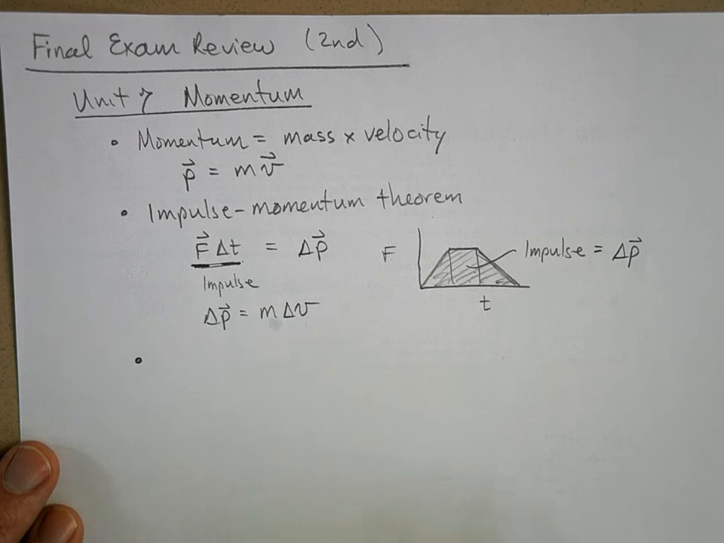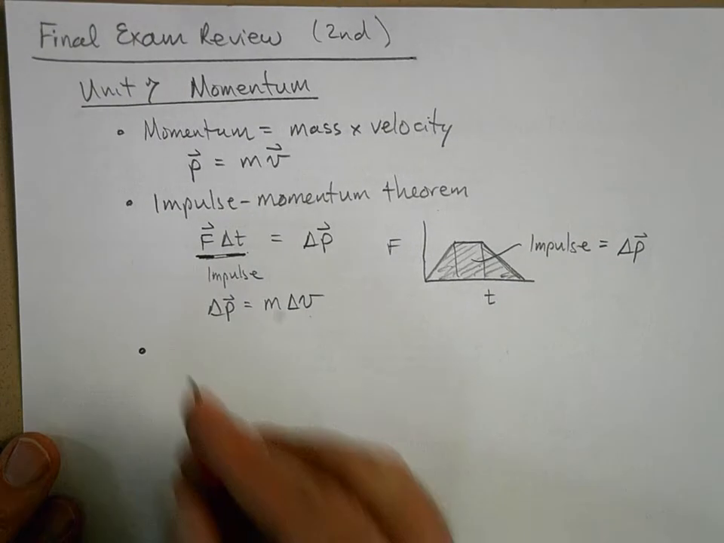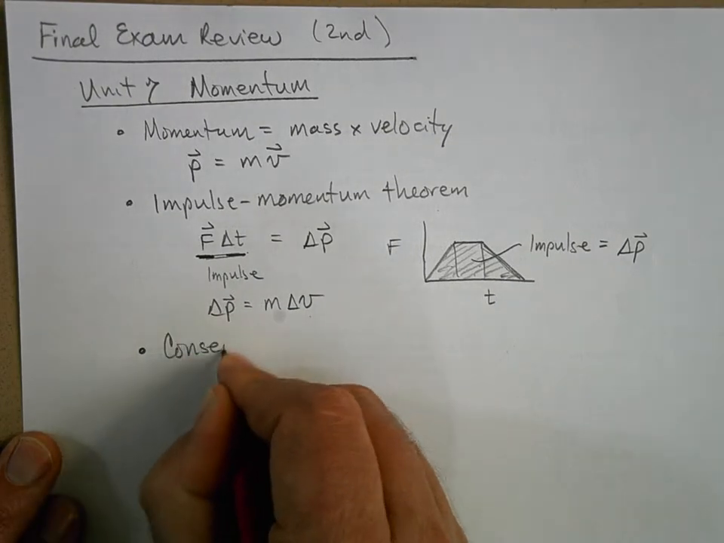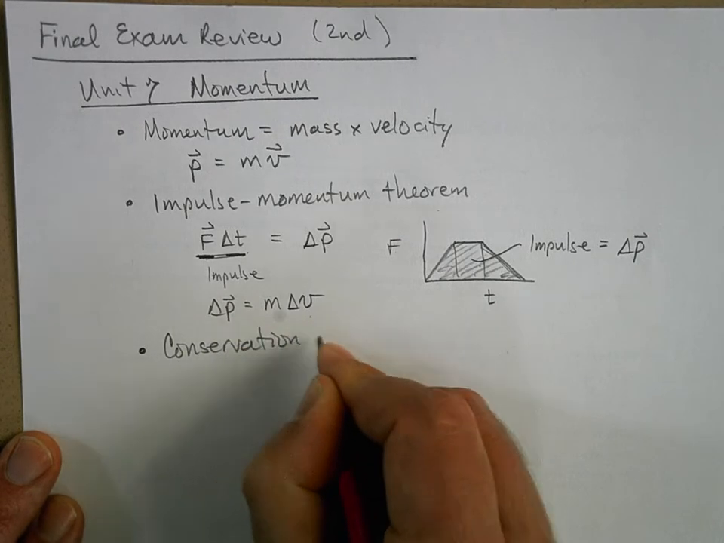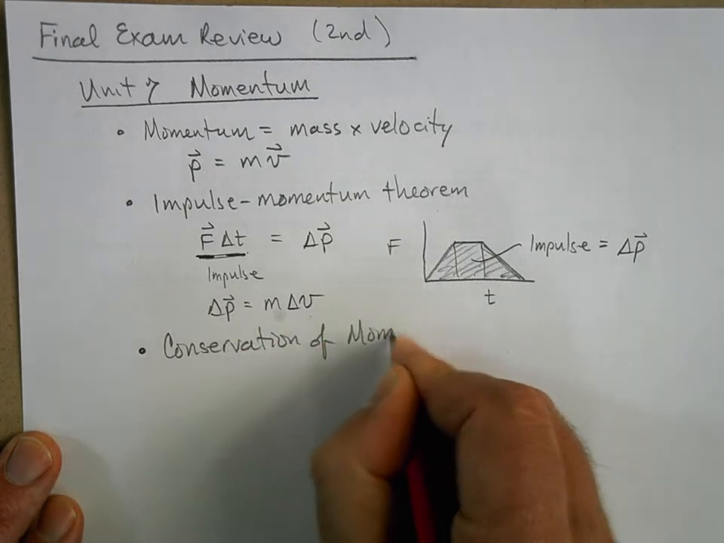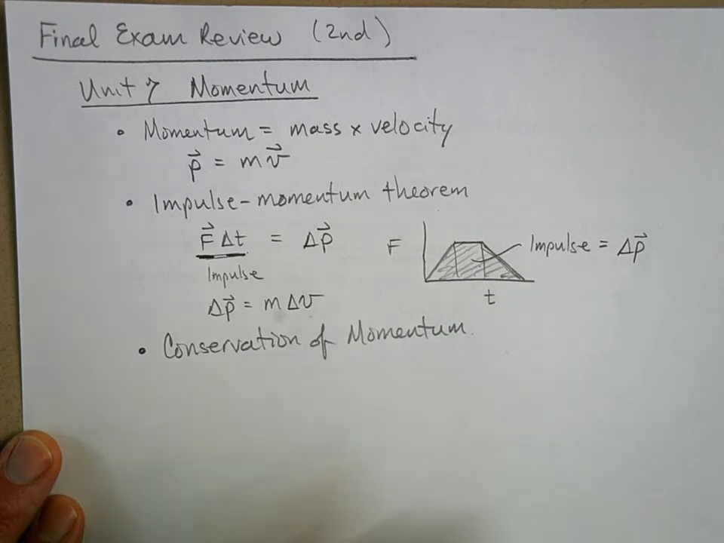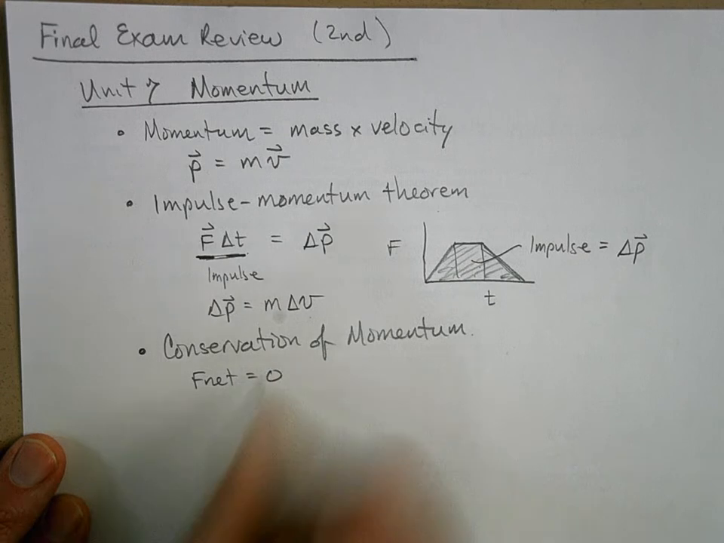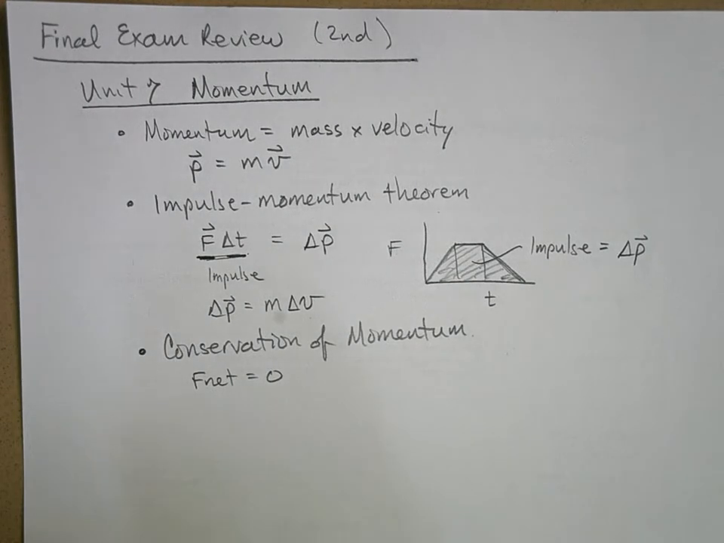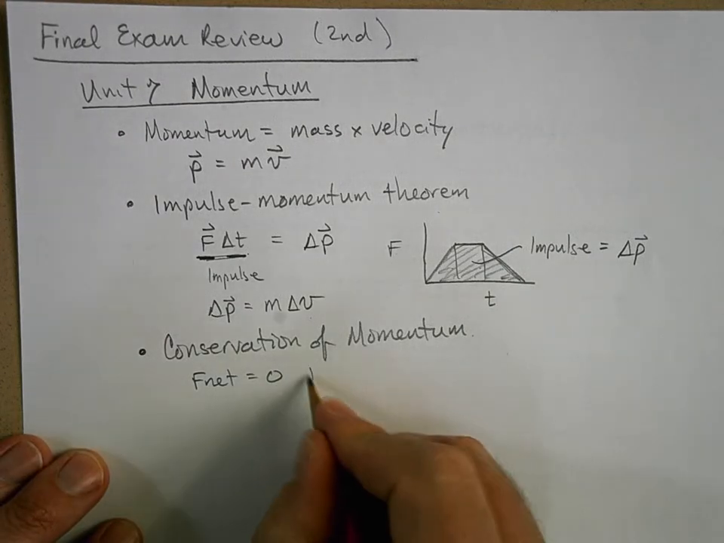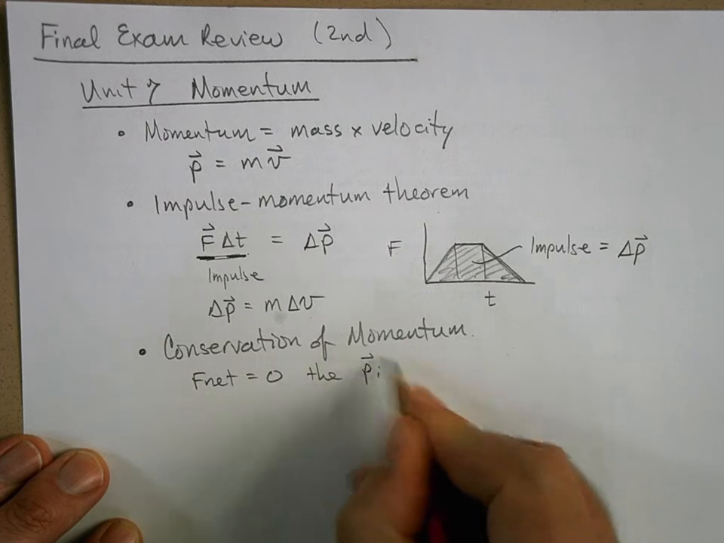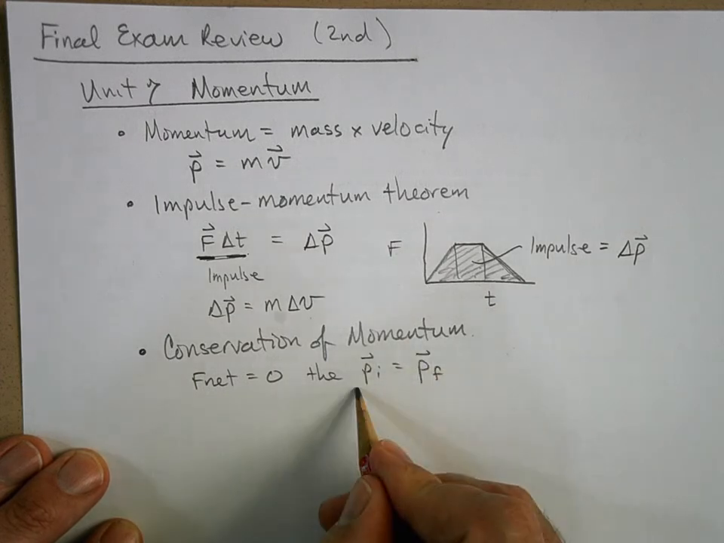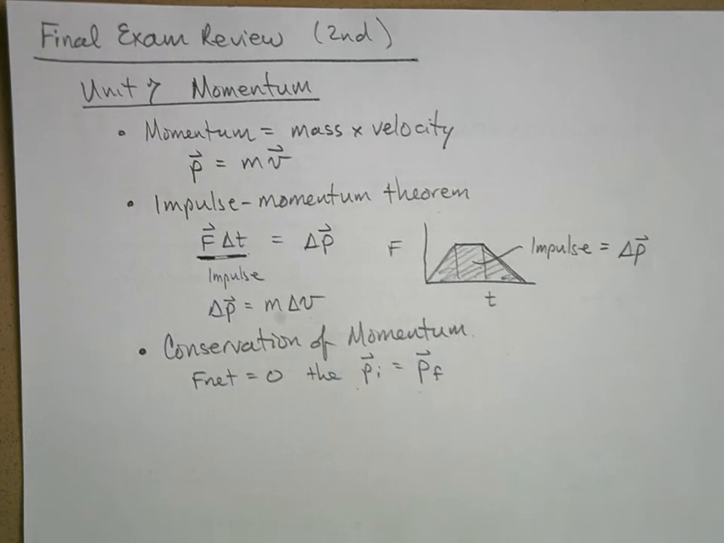The other main idea with momentum I want you to note for the final is conservation of momentum. And you need to know, if the net force is equal to 0, if there's no net force acting on your particle or on your system of particles or on your object, then P initial equals P final. The initial momentum of your system will be equal to the final momentum of your system.